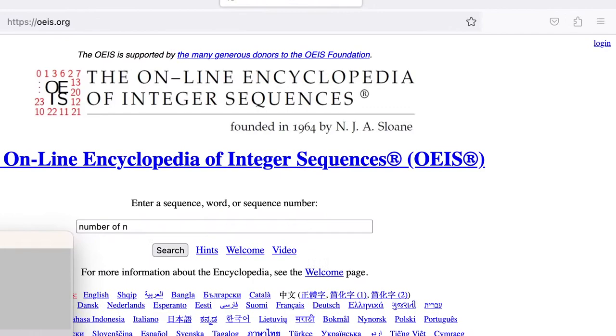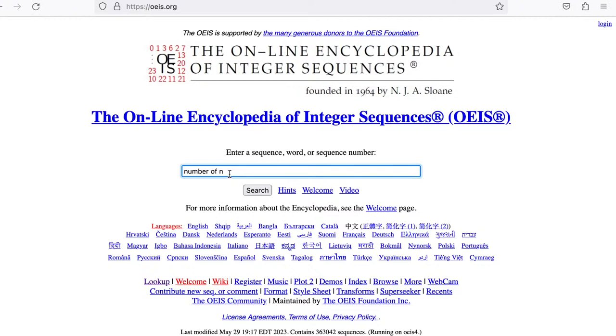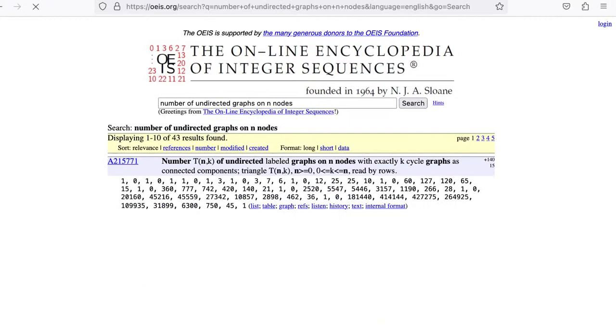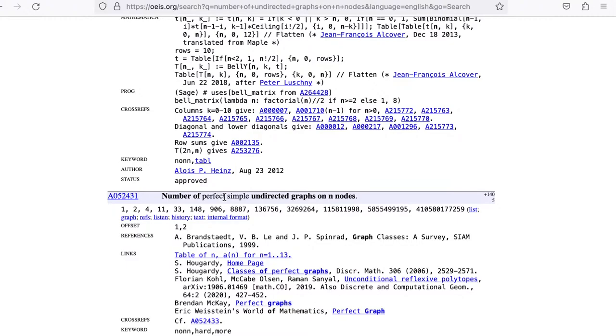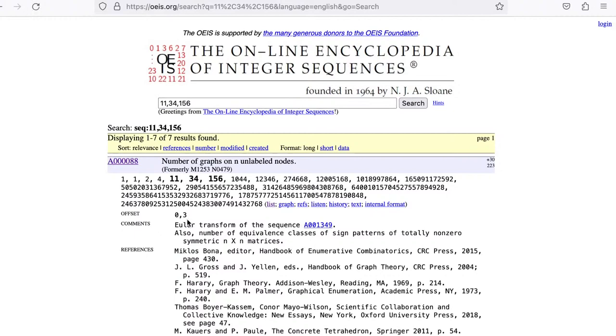Here we are. Now, what I was trying to look up here is number of undirected graphs on n nodes. I think it's called something like that. Perfect, simple, no, okay. So I know the sequence. Let's go, what sequence has 11, then 34, then 156 somewhere in it. There we go. Number of graphs on n unlabeled nodes. They just assumed they were undirected.